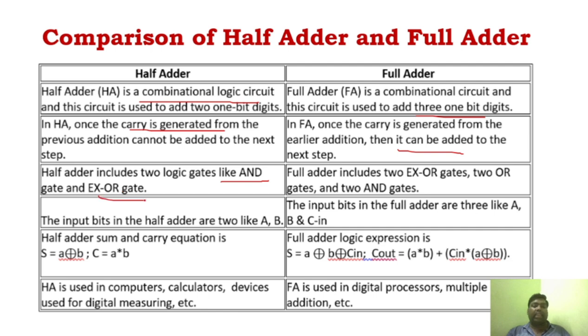Similarly, what gates have you used? In half adder you have used an AND gate and an XOR gate. Here you have used 2 XOR gates and 2 AND gates. That is the full adder design, because in full adder you use 2 half adders. The input bits are A and B here, and you have carry in here. The expressions are also different: A XOR B and A into B for half adder, and the other expression for full adder. Half adder is mostly used in computers, calculators, and other digital devices. Full adder is a more complex circuit, which can be used in digital processors and for addition of multiple bits. This is the comparison of half adder and full adder.